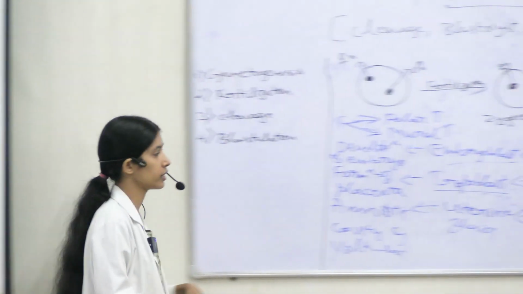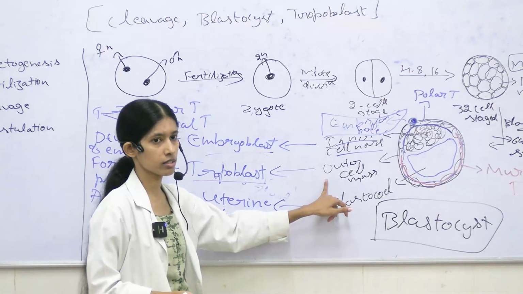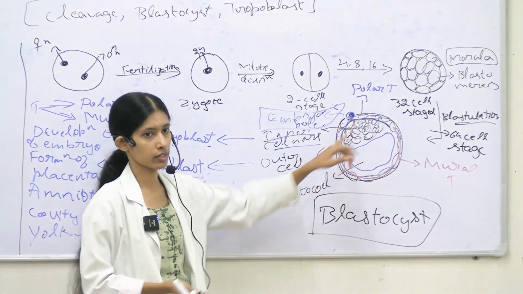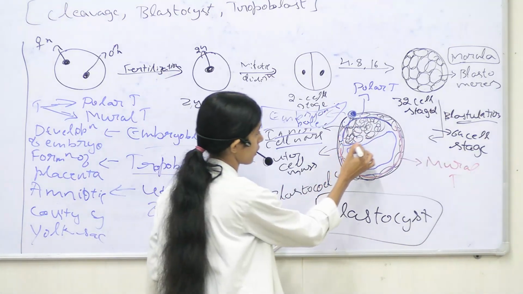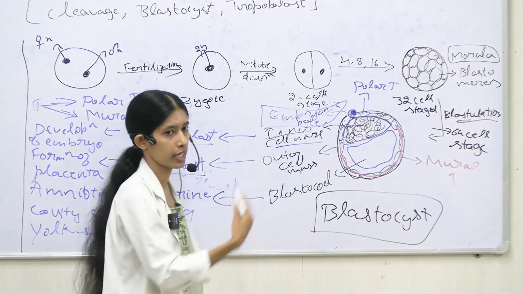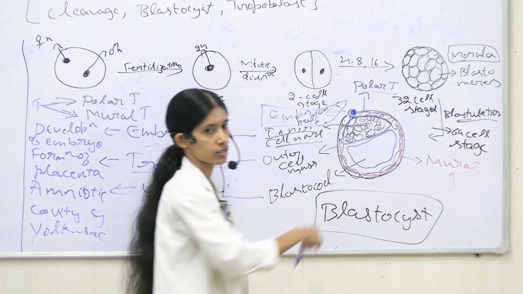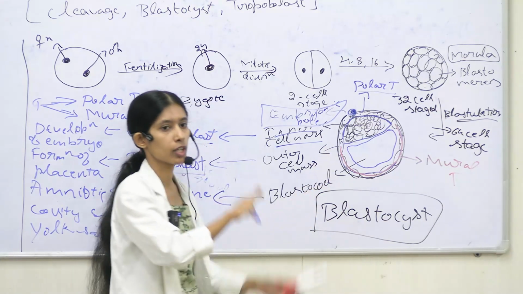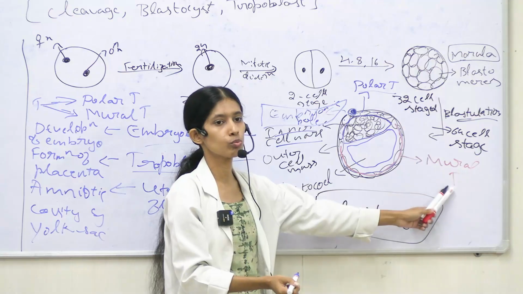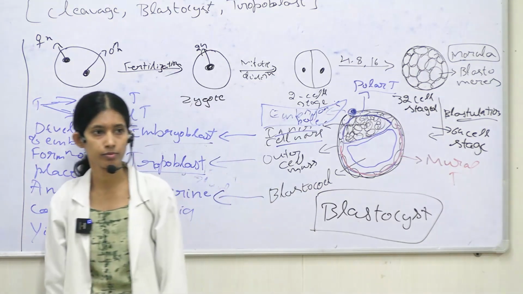Polar trophoblast, mural trophoblast. The outer cell mass, or the cells which are in contact with your embryoblast part. See, this is the embryoblast part, right? So the cells in contact with the embryoblast are named the polar trophoblast. The remaining ones, which are towards the blastocyst cavity, this layer, are named the mural trophoblast.